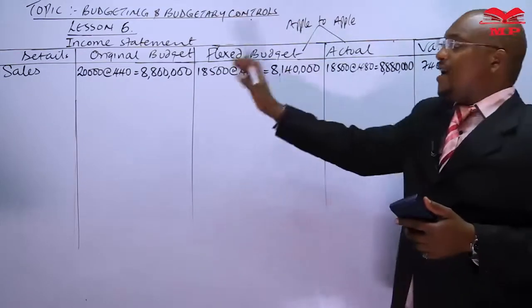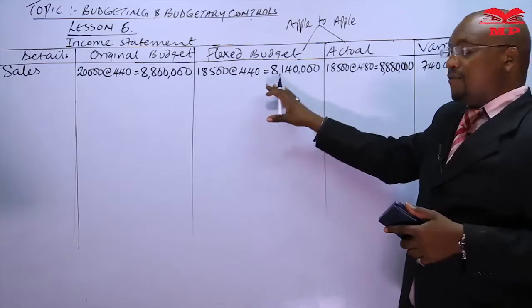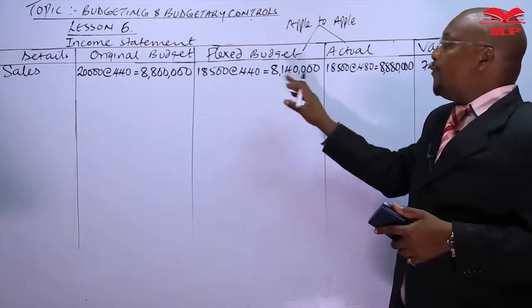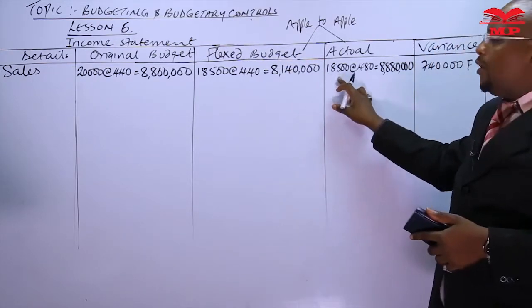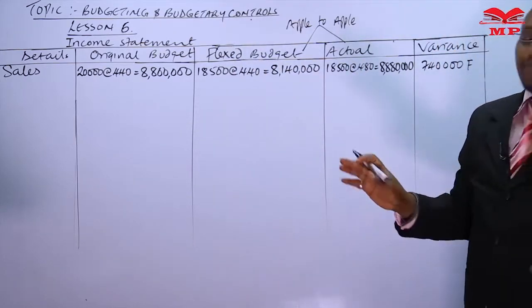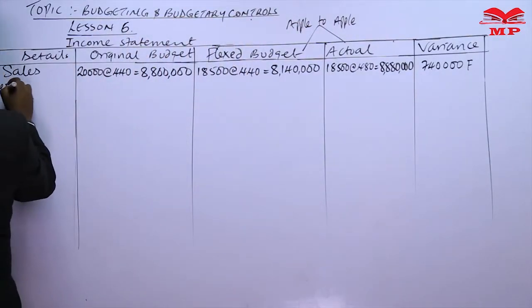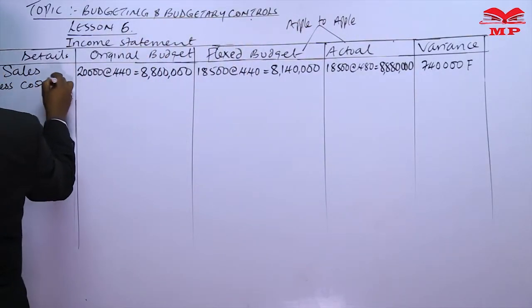We don't compare the original budget and the actual if the levels of production are different. We have to prepare the flexible budget. But if, for example, we produced the same 20,000, we don't require the flexible budget. We would have the original and the actual compared. Anyway, that's all about sales. We have less cost.